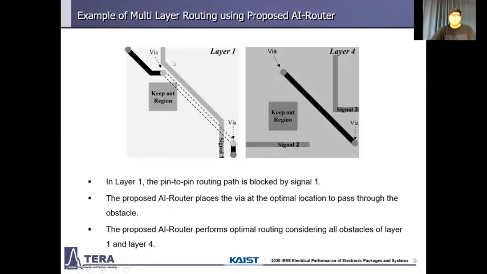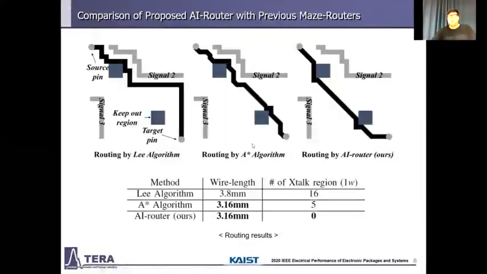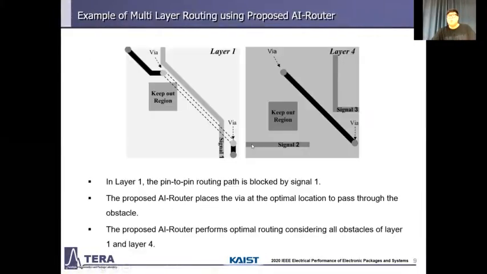And let's see this multi-layer routing experiment. Previous major routers cannot perform multi-layer routing, but our AI router can. The question is, what is the optimal BR location, and what is the optimal number of BR to use? There is a signal blocking the path, so we have to use 2 BR, and this BR location is very nice. So there is no crosstalk region, and the wire length is very short.